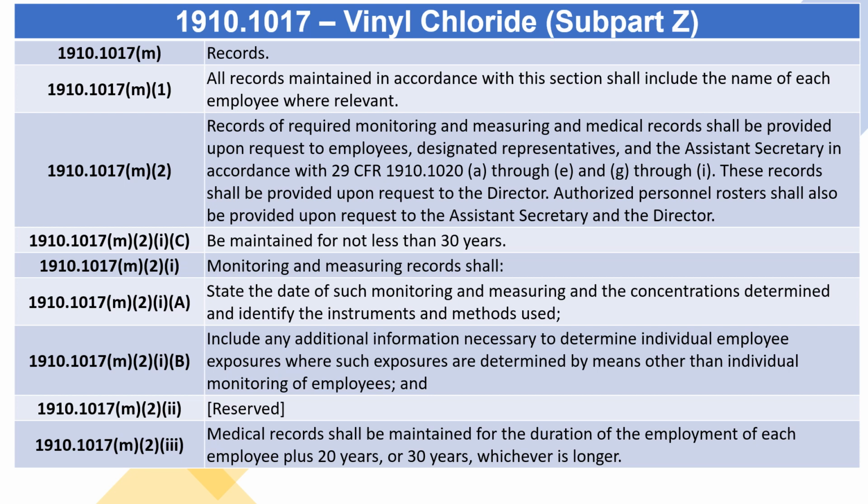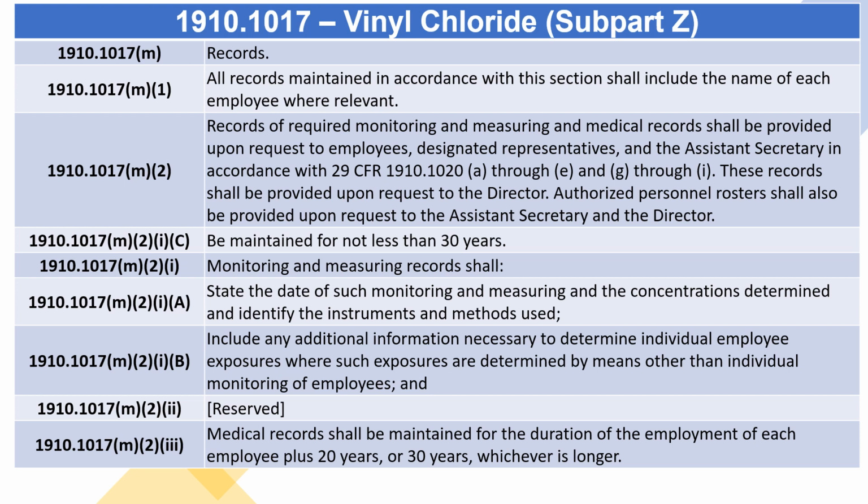1910.1017 M2(i)(C). Be maintained for not less than 30 years. 1910.1017 M2(i). Monitoring and measuring records shall: 1910.1017 M2(i)(A). State the date of such monitoring and measuring and the concentrations determined and identify the instruments and methods used. 1910.1017 M2(i)(B). Include any additional information necessary to determine individual employee exposures where such exposures are determined by means other than individual monitoring of employees. And 1910.1017 M2 reserved.